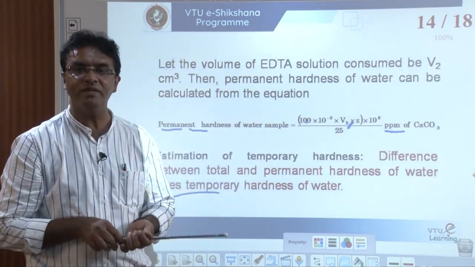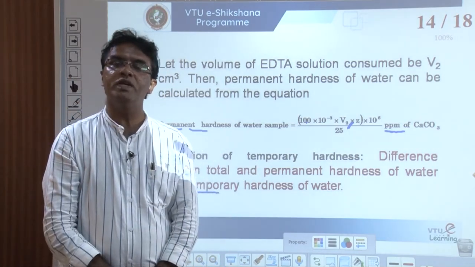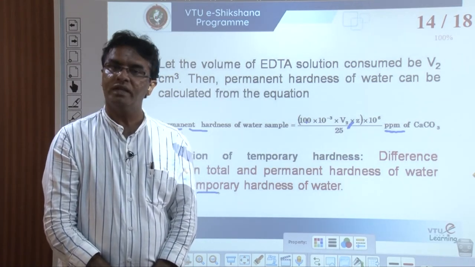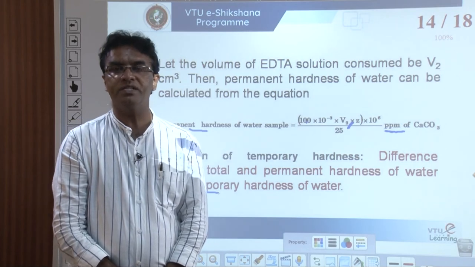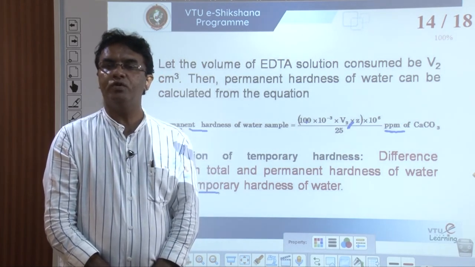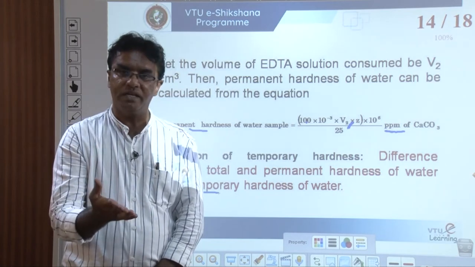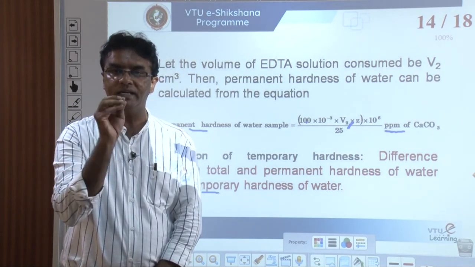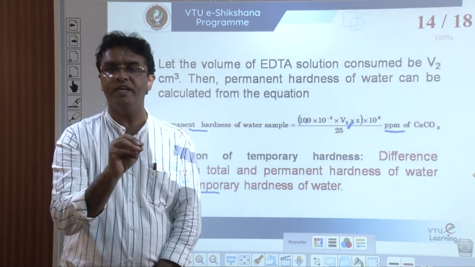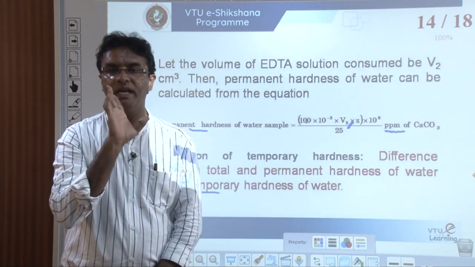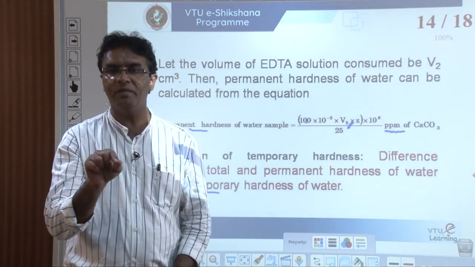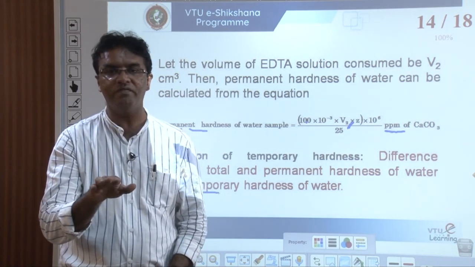So, in this way, by conducting the experiment two times, first using water without boiling, 25 ml of the water, to that ammonia, ammonium chloride buffer, then a pinch of Eriochrome Black T indicator, getting wine red color, titrate against EDTA, getting the end point, find out the volume of EDTA consumed, using that calculate the hardness, we call it as total hardness. Afterwards, take 25 ml of same water sample, boil it for half an hour.